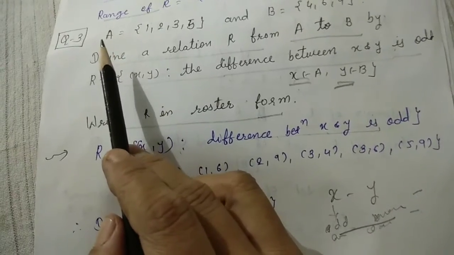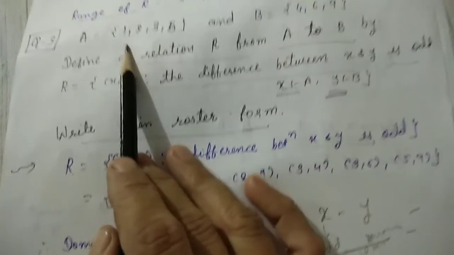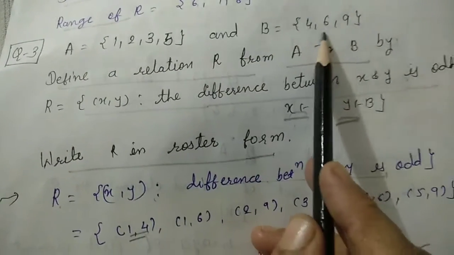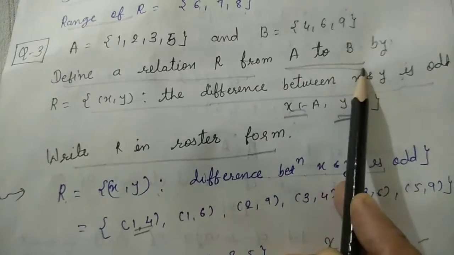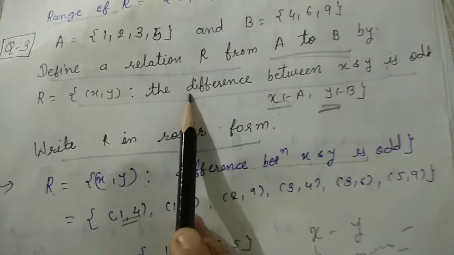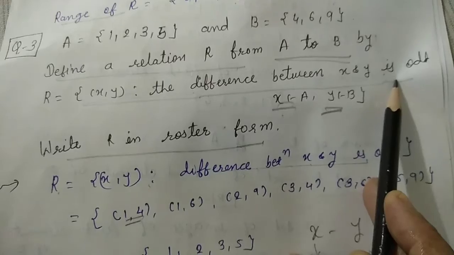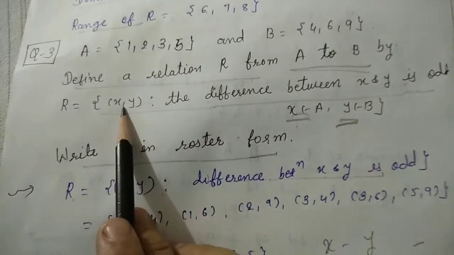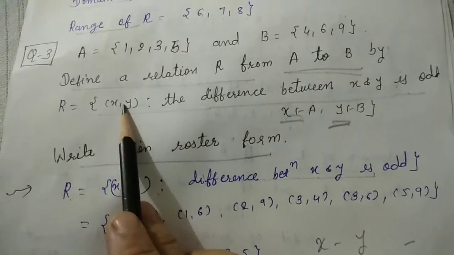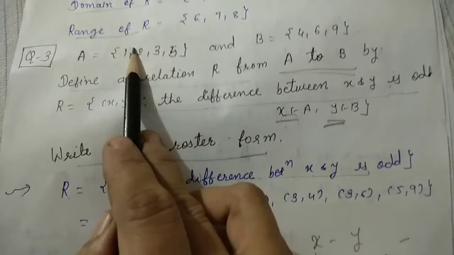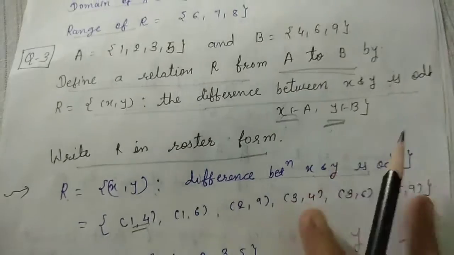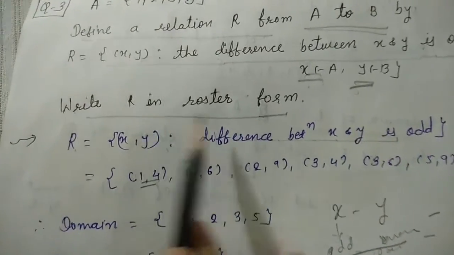Now students, let me see question number 3. If A is equal to {1, 2, 3, 5} and B is equal to {4, 6, 9}, then define a relation R from set A to B by: x R y if the difference between x and y is odd. How does this define the relation? (x, y), where the difference between x and y is odd, where x belongs to set A and y belongs to set B. Now write R in the roster form.